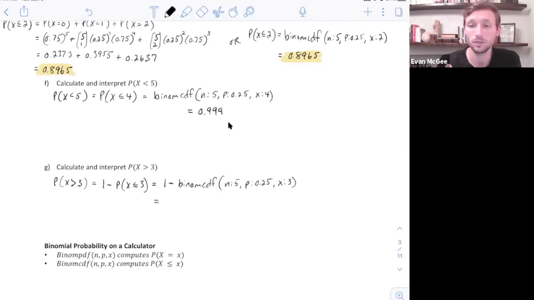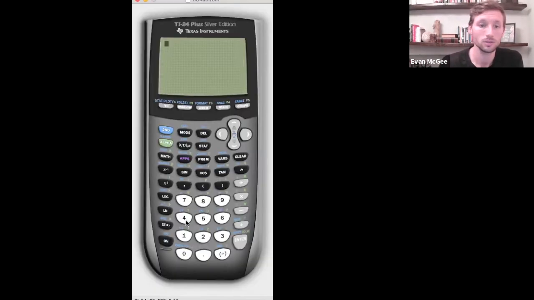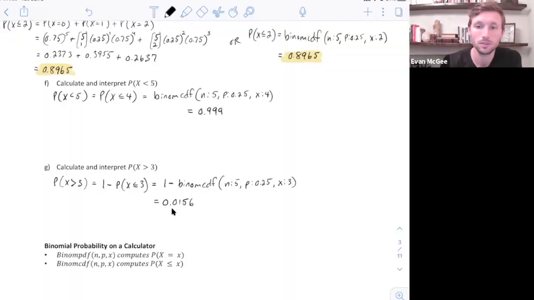So I'll open up the calculator and throw this in to show you what the correct answer is. So for my notes, I have 1 minus, I need to go to my distributions, binomial CDF, number of trials is 5, 0.25, and I'm looking for 3 or less. So 1 minus that will give me 0.0156. So I've copied the probability from the calculator, 0.0156.